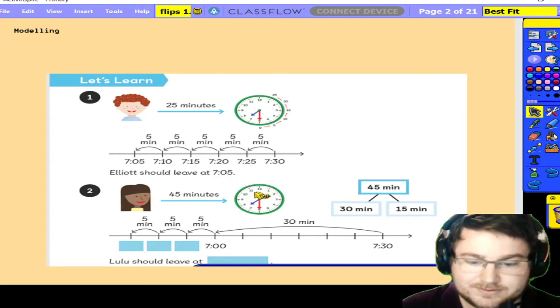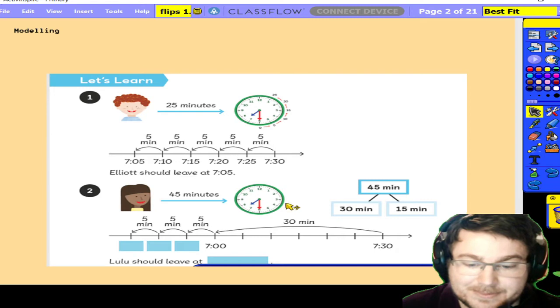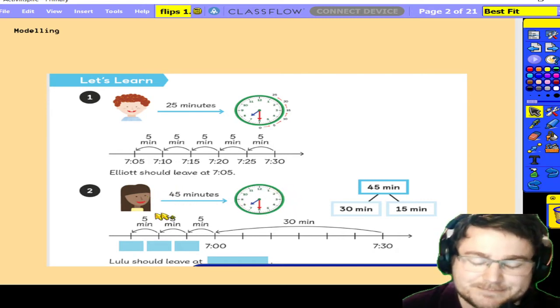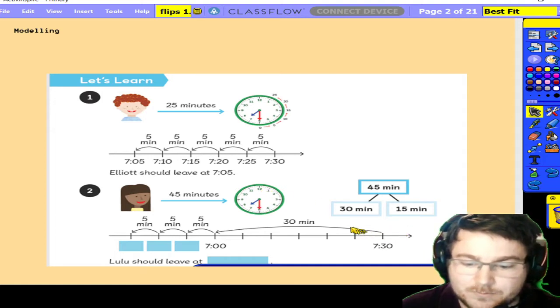Lulu, same clock, half past 7. Now, Lulu noticed that she could divide 45 between 30 minutes and 15. The reason she's done that is because, look, we are 30 minutes into the hour. Lulu, she's a bright spark. She noticed that actually, if I take away 30 first, it will leave me a really nice number, 7 o'clock.